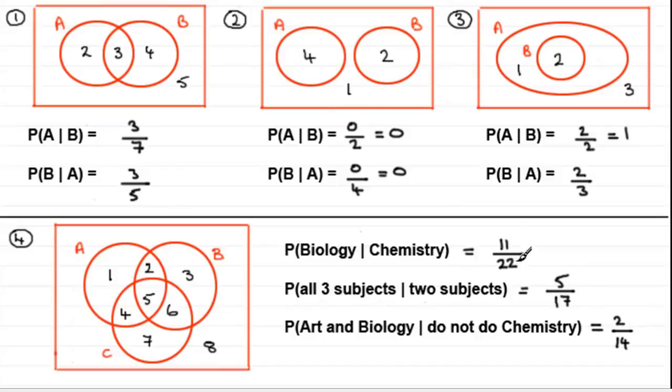Now I know that this cancels down to a half, and I know this cancels down to 1/7, but I'm just leaving them like that just so that you can see how I got my particular probabilities.